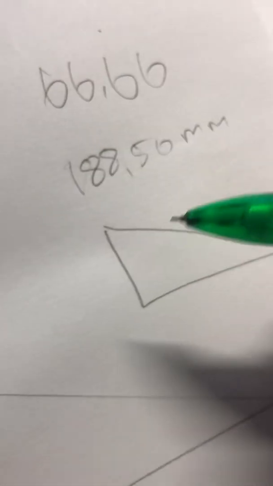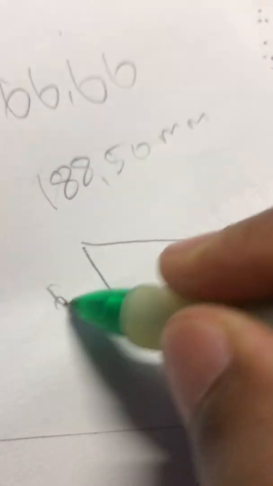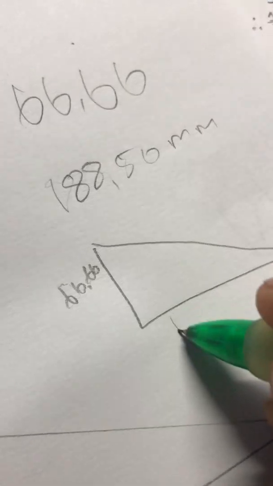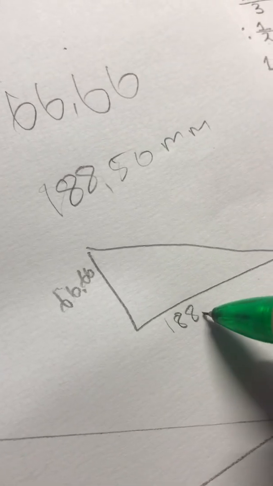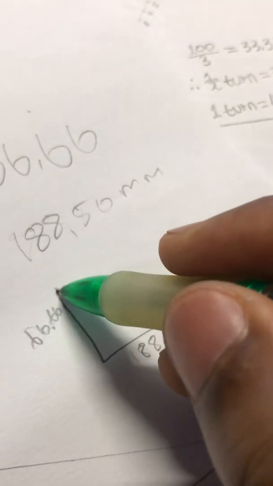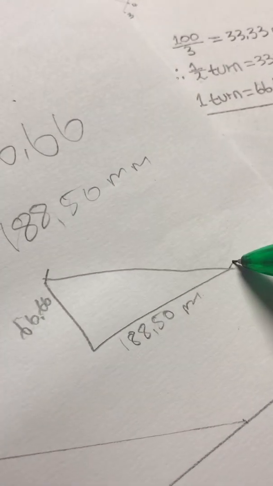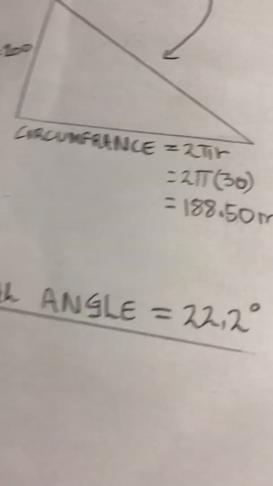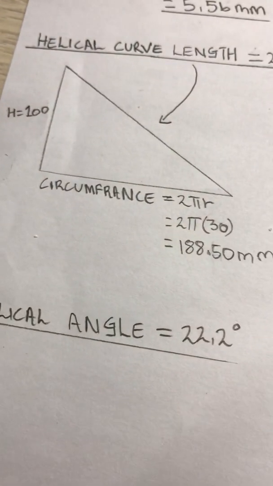Now we have something like this. So this is how you get it. You have 66.66 here, and now you're going to have 188.50 millimeters here. You use your ruler to get this part here. It's going to be our helical curve length.